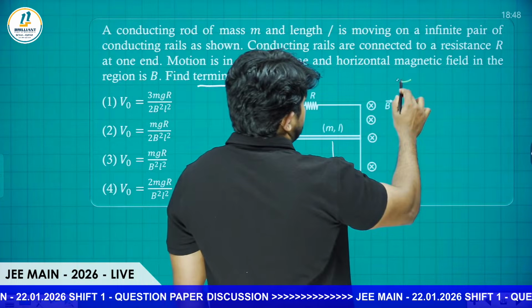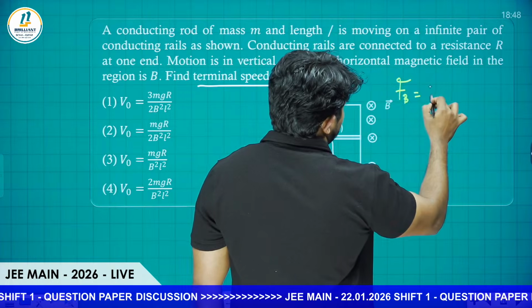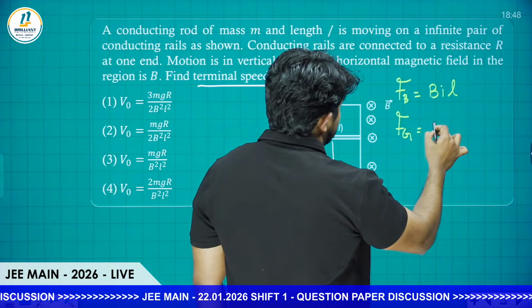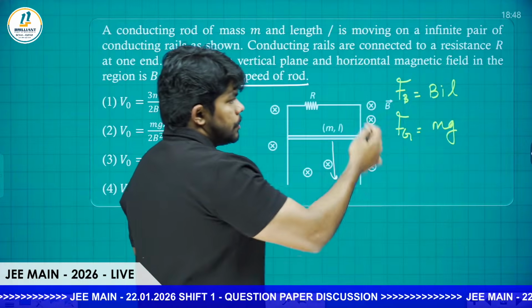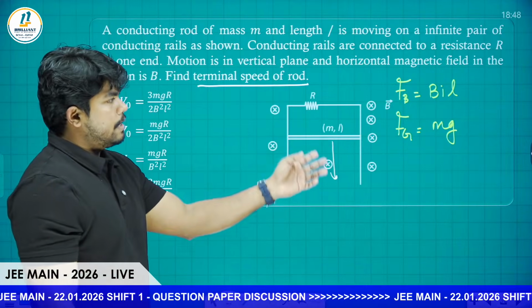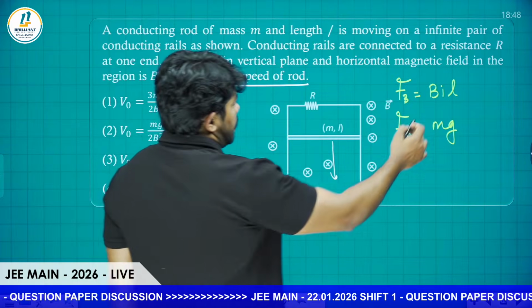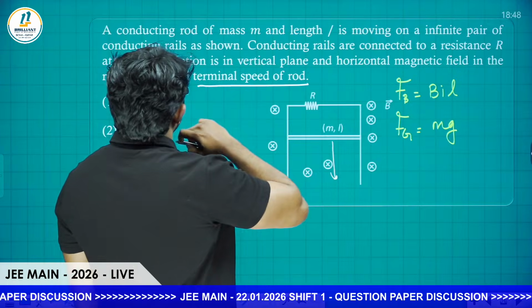So what is the force acting due to the magnetic field? Magnetic force will be BIL, right? And what will be the force acting due to gravitation? That will be mg, right? So we can equate BIL with mg and find out which relation we can get. But the thing is, the current is not given, right?